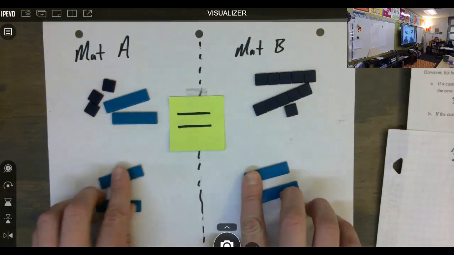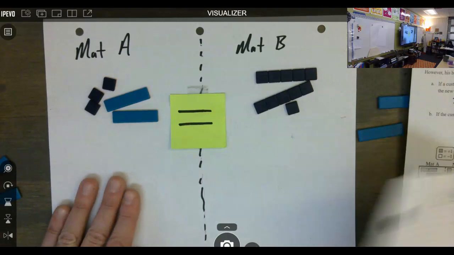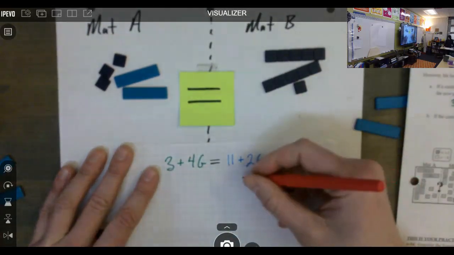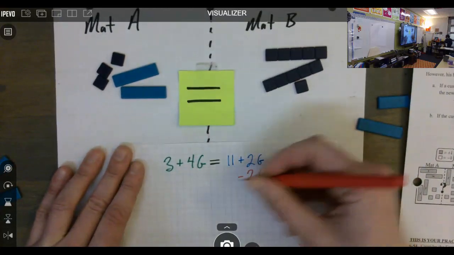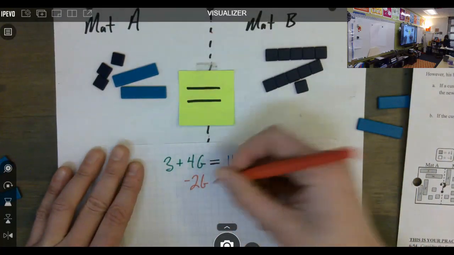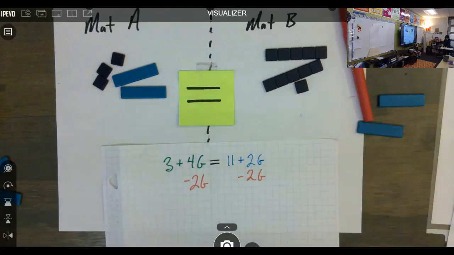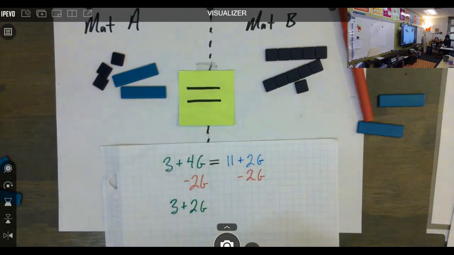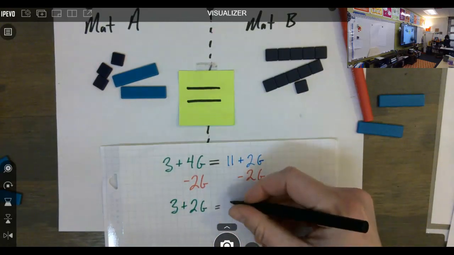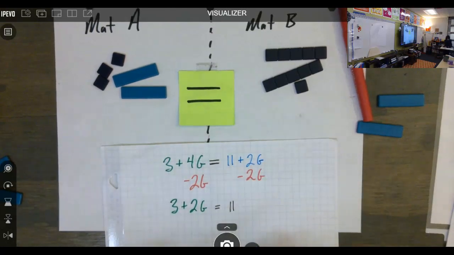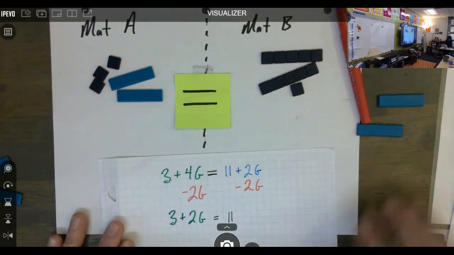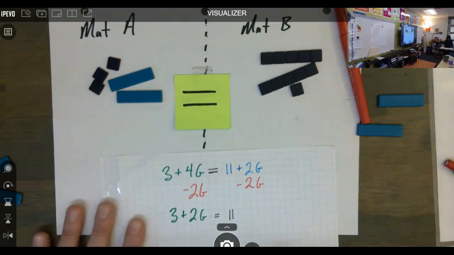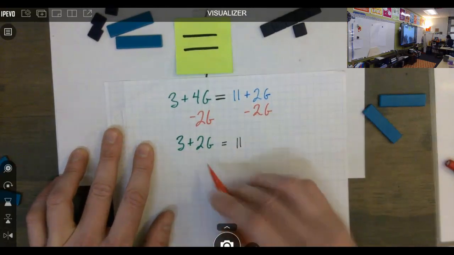If I take away x's from both sides, I can do 2. On our paper, what we could write is minus 2g. It's what we did to both of them. So now 3 plus 2g still remains over there equals 11. What should I do to both now? Anybody? Minus 3.